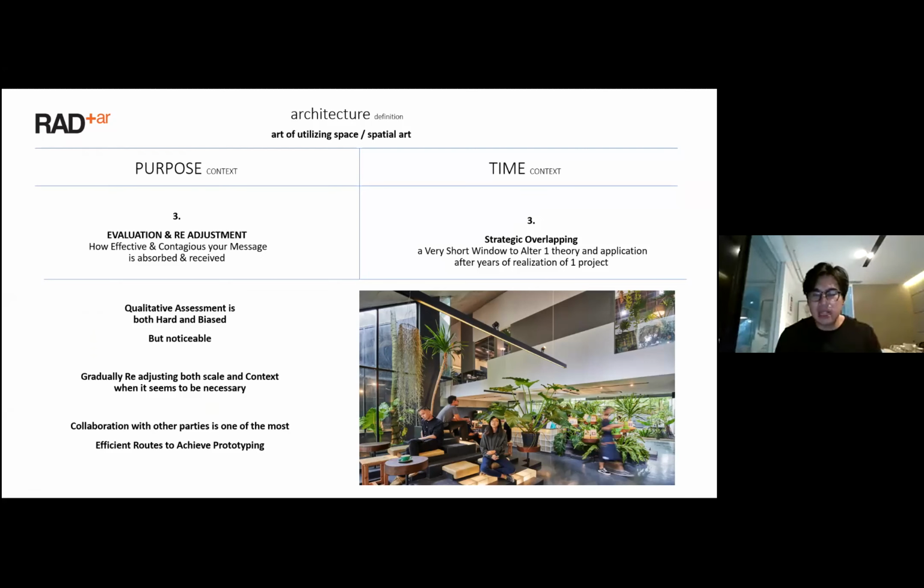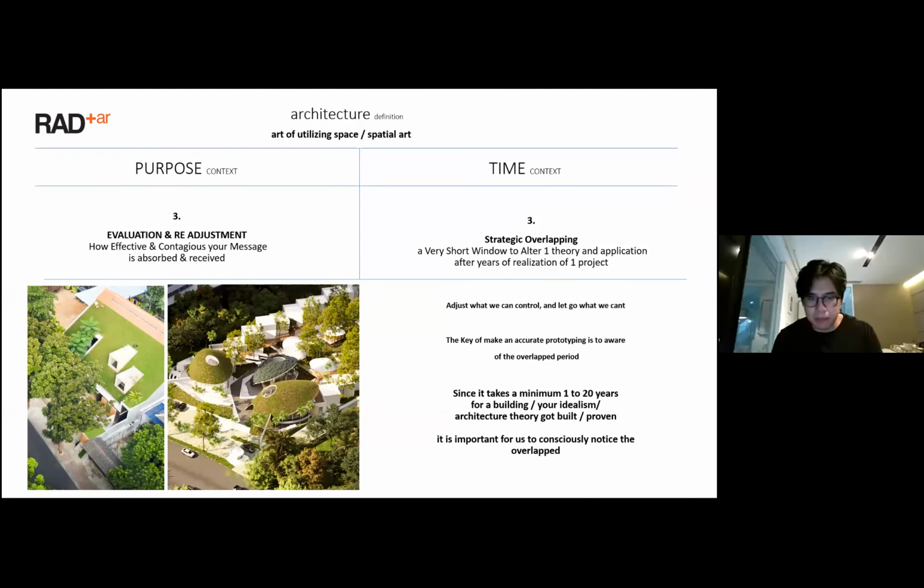And then the last thing is strategic overlapping. This is very important, especially for projects that will be built in 10 years' time. I've seen this mistake a lot. So what that means is, for example, as an architect, I assume everybody in this room is an architect, or at least studying architecture.